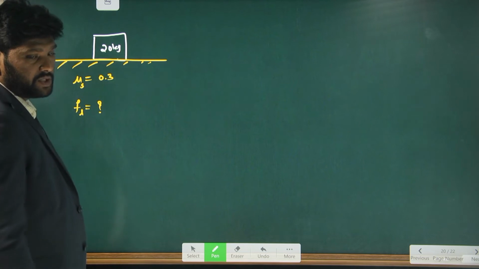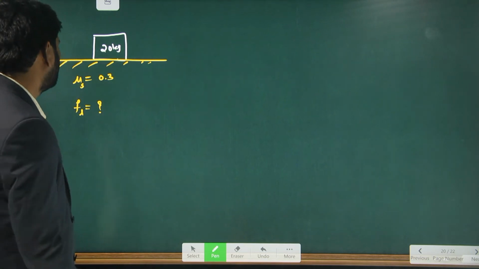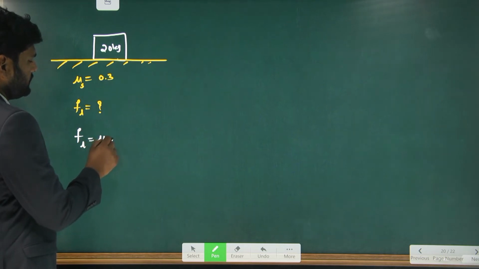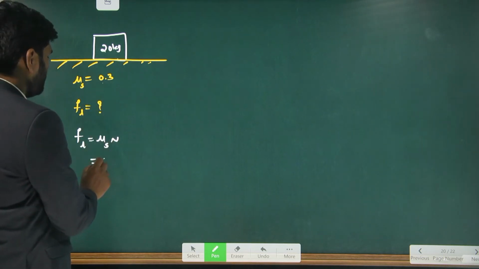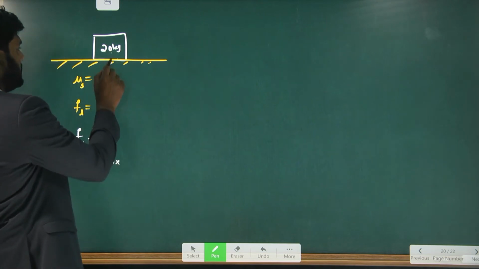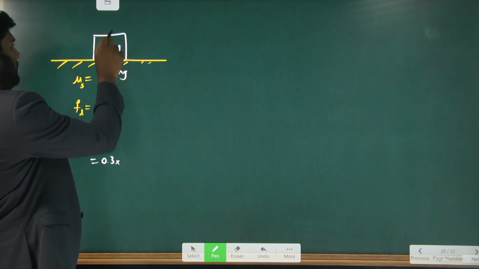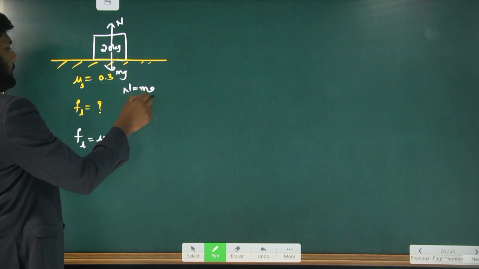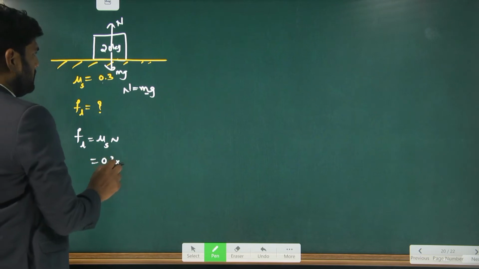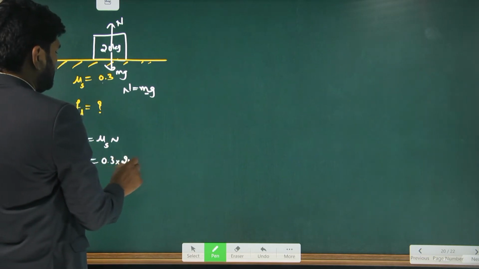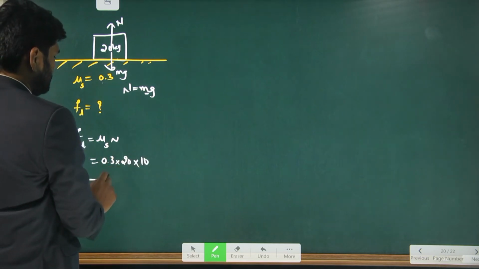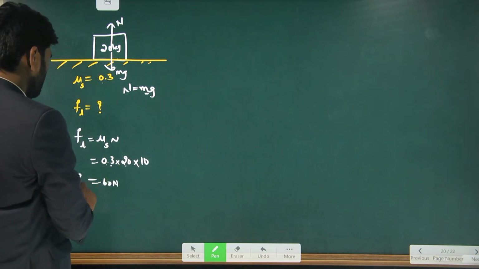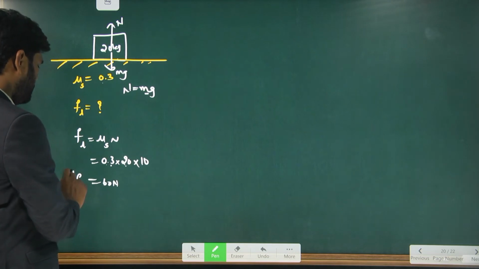Maximum static friction is known as limiting friction. So what is the limiting friction formula? Limiting friction is mu s into N. Mu s value is 0.3. N: mg is acting downward, normal reaction acting upward, so N is equal to mg. The m value is 20, g value is 10, as you know. So 3 into 20, that is 60 Newton. The maximum limiting friction is 60 Newton.